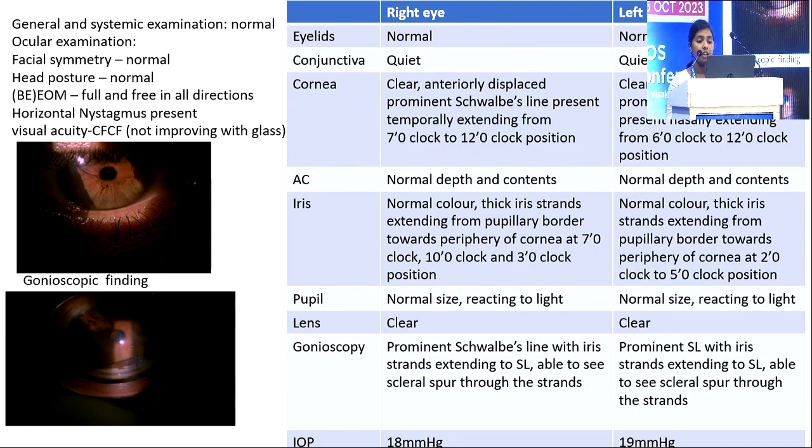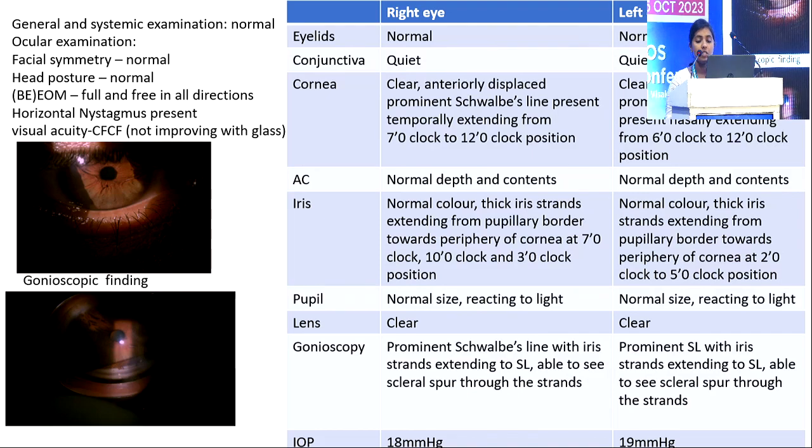On anterior segment examination, right eye: eyelids normal, conjunctiva quiet, cornea clear, anteriorly displaced prominent Schwalbe's line present temporally, extending from 7 o'clock to 12 o'clock position. Anterior chamber normal depth, iris normal color, thick iris strands extending from pupillary border towards periphery of cornea at 7 o'clock, 10 o'clock and 3 o'clock position. Pupil normal size reacting to light, lens clear. Gonioscopy: prominent Schwalbe's line present with thick iris strands extending to Schwalbe's line, able to see scleral spur through the strands. IOP 18 millimeters of mercury.